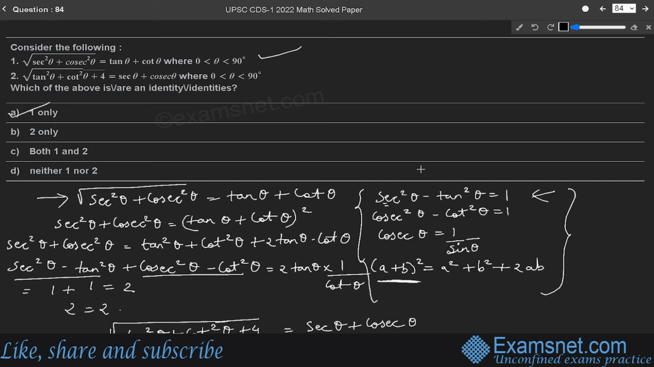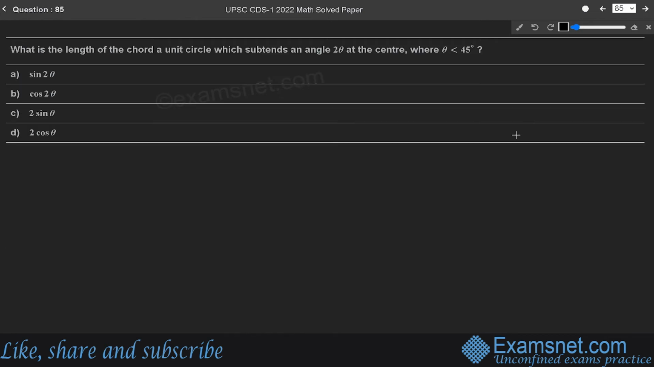I hope this question is clear to you. Next question is, what is the length of a chord of a unit circle which subtends an angle 2 theta at the center, where theta is less than 45 degree? The question says about the chord and a circle. So let us understand this question by making the diagram. Let this be the required circle for the given question.